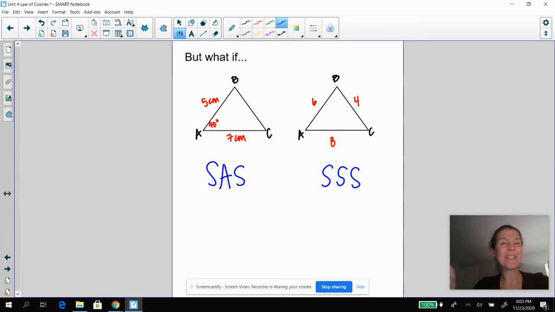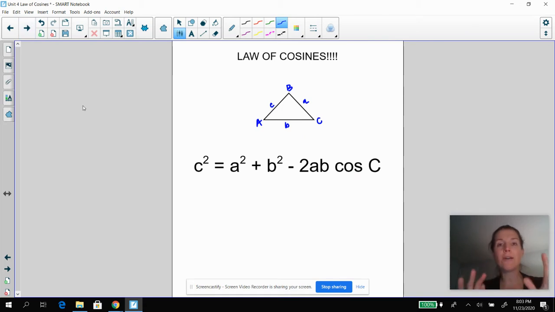So that is the glorious part of the law of cosines. You are only going to get one triangle with the law of cosines, only one triangle. So you don't have to test, you don't have to worry about any of that stuff that you had to do in the side-side angle situation with the law of cosines. So let's look at the law of cosines. It looks terrifying, but I promise it's super straightforward.